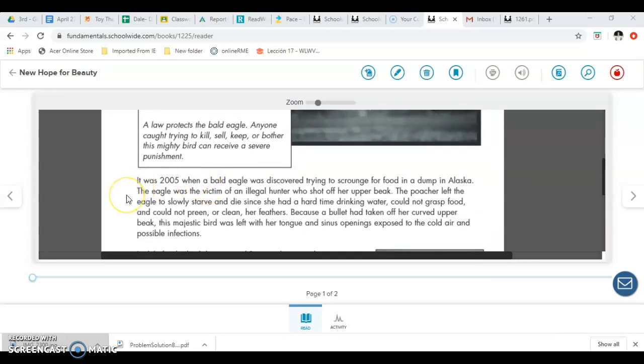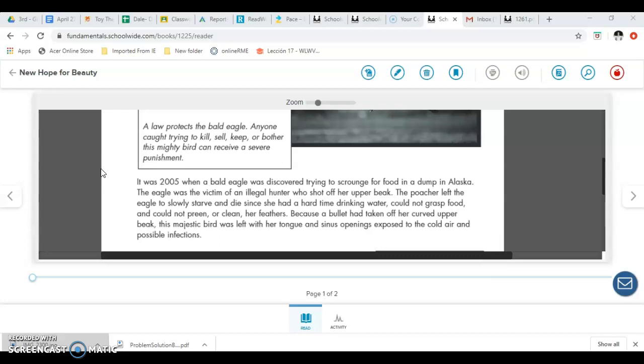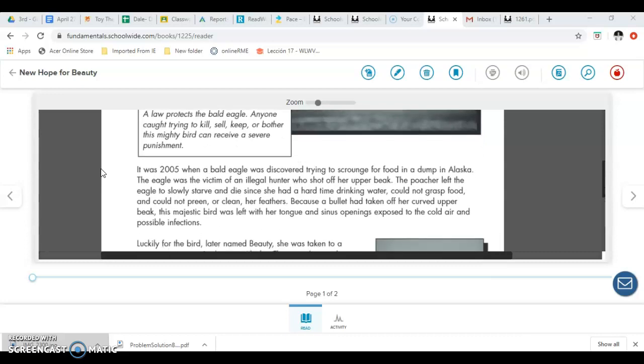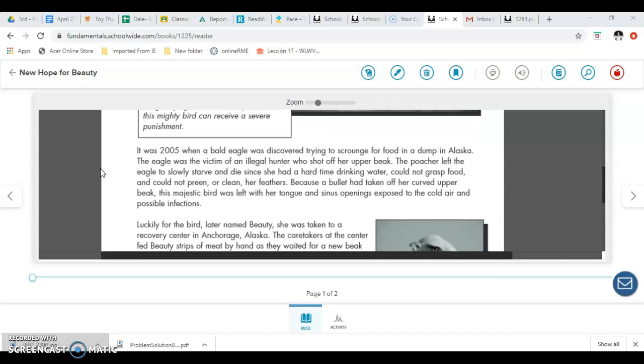It was 2005 when a bald eagle was discovered trying to scrounge for food in a dump in Alaska. The eagle was the victim of an illegal hunter who shot off her upper beak. The poacher left the eagle to slowly starve and die since she had a hard time drinking water, could not grasp food, and could not preen or clean her feathers. Because a bullet had taken off her curved upper beak, the majestic bird was left with her tongue and sinus openings exposed to the cold air and possible infection.